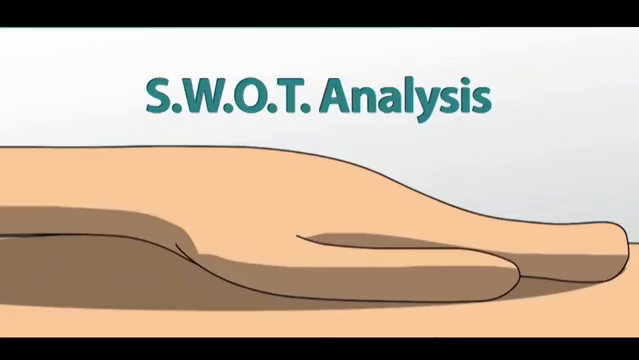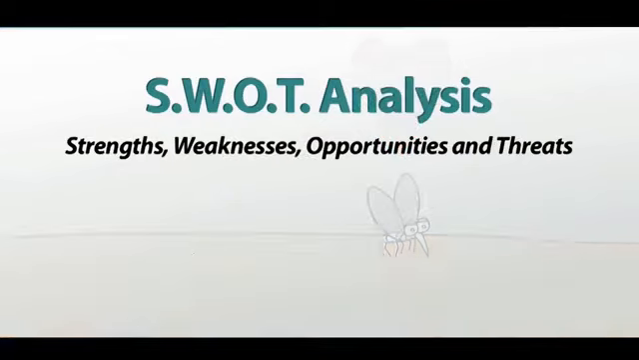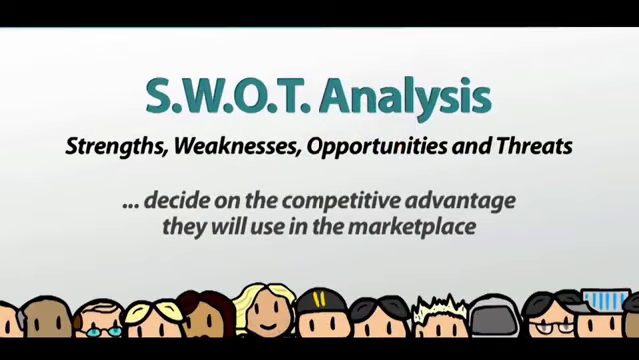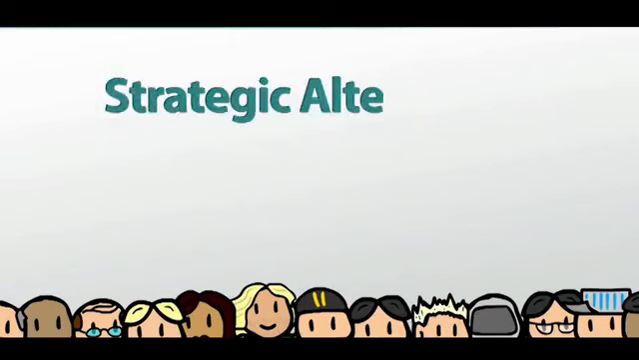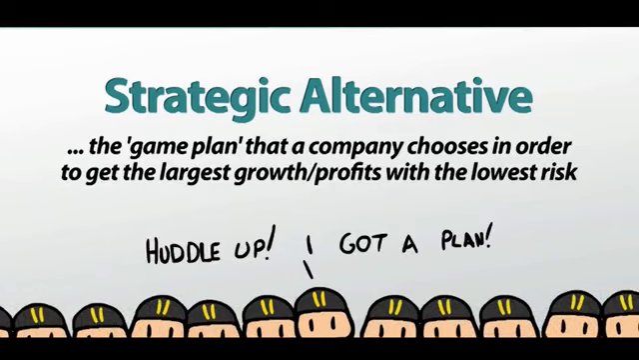SWOT stands for strengths, weaknesses, opportunities, and threats. They must use a SWOT analysis to decide on the competitive advantage they will use in the marketplace. The next step is that companies must decide on which strategic alternative they will use to market their product or service. A strategic alternative is the game plan that a company chooses in order to get the largest growth and profits with the lowest risk.